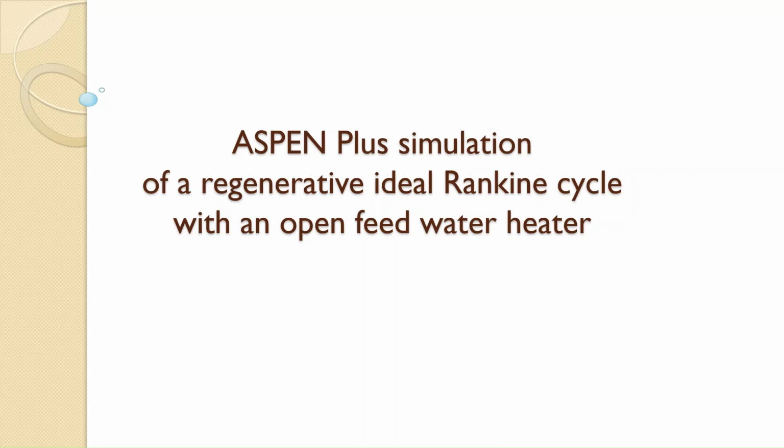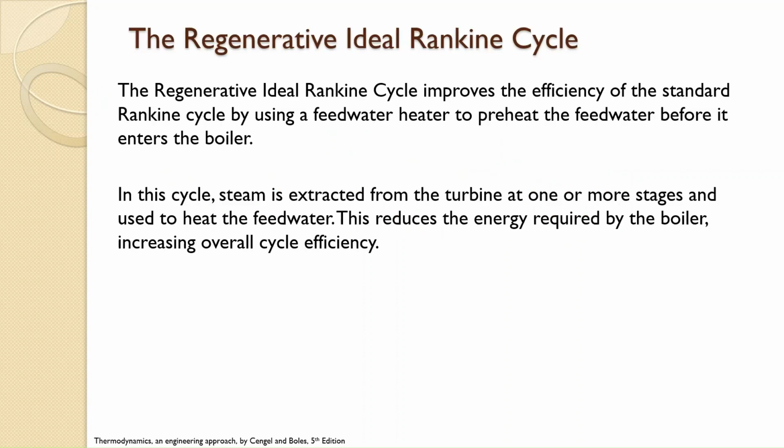Welcome to this tutorial. In this tutorial, we look into Aspen simulation of a regenerative ideal Rankine cycle with an open feedwater heater. In the regenerative ideal Rankine cycle, steam is extracted from the turbine at one or more stages and used to preheat the feedwater before it enters the boiler. This process reduces the energy required by the boiler and thereby improves the overall efficiency of the cycle.